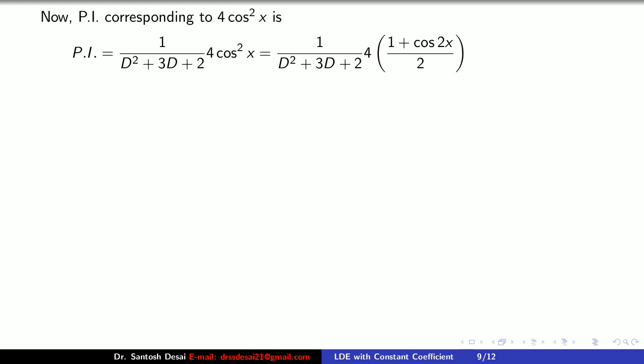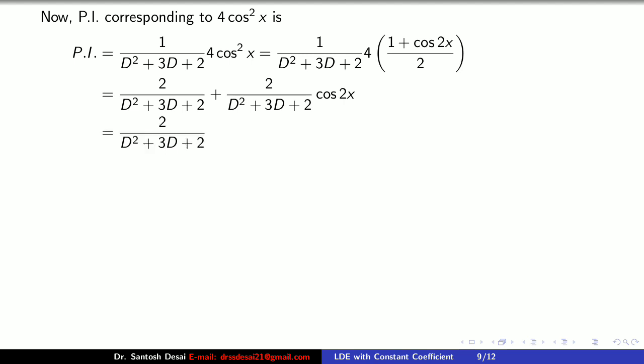Now simplifying this and separating the terms, we get 2 divided by D square plus 3D plus 2 into 1, plus 2 divided by D square plus 3D plus 2 into cos 2x. Now in the first term there is no function of x, but you can rewrite it as e raised to 0x. So 2 divided by D square plus 3D plus 2 into 1 is nothing but e raised to 0x.